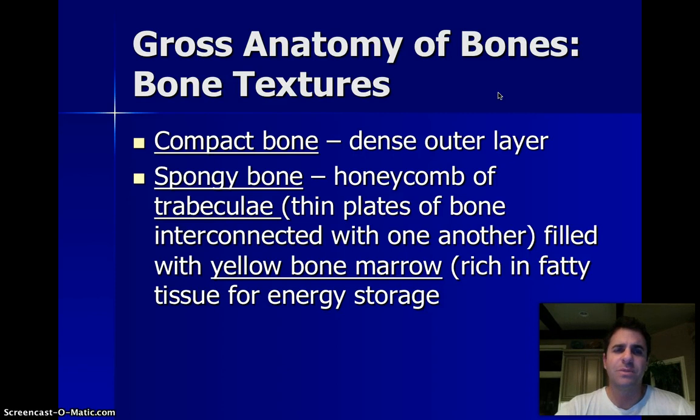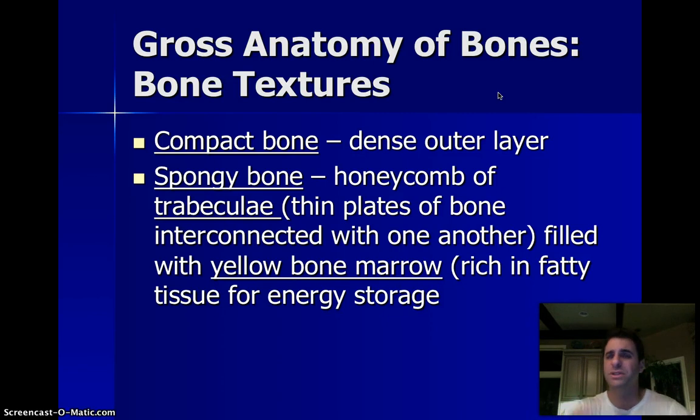So gross anatomy, different bone textures. We have compact bone. Compact bone is very hard and dense. It's typically the outside of the bone. We can show you in class kind of what that looks like a little bit better, but compact bone. Spongy bone looks like Swiss cheese. It's got holes all throughout it. And we call that honeycomb-like effect trabeculae, where these different layers with holes all around them are connected together. And throughout all these holes, we have yellow bone marrow.